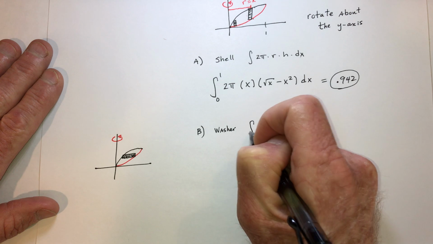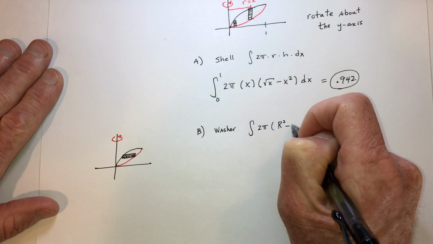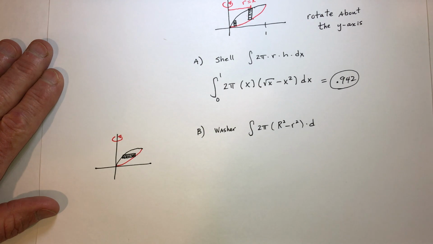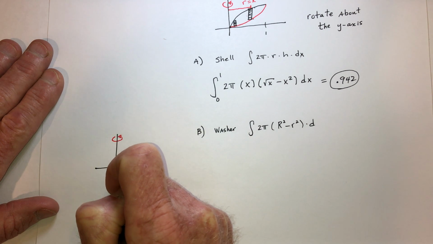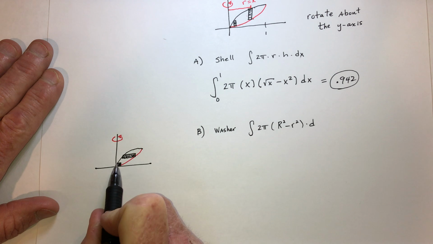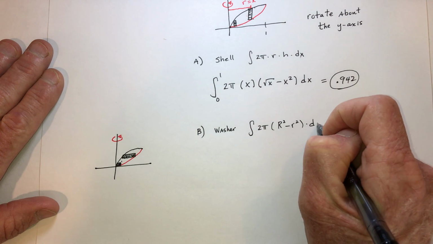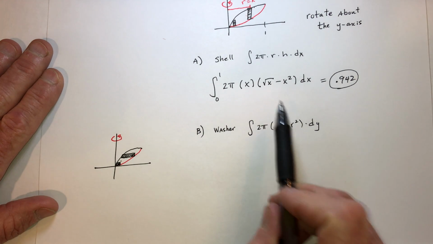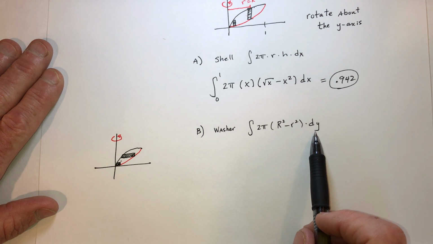So that will be integrate 2 pi, the big radius squared minus the small radius squared, and then d, this is going to have to be dy, because the rectangle at the very beginning would be way down here in this little corner, and then it would need to move up and up and up and up, and what moves up? The y-axis.